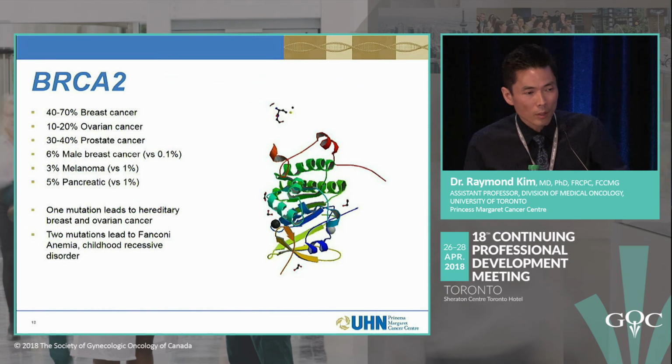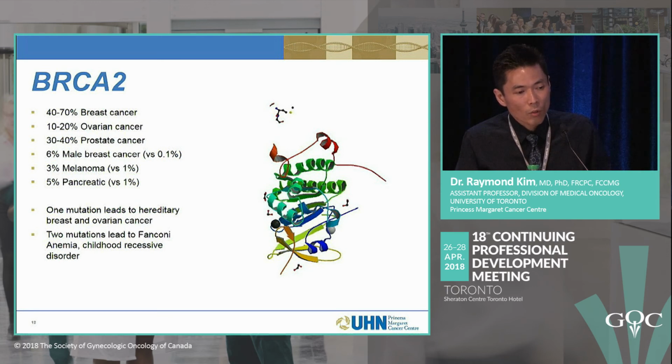BRCA2 is the sister of BRCA1, also at increased risk of breast, ovarian, and prostate cancer. There's also an increased risk of male breast cancer, melanoma, and the pancreatic cancer risk is slightly higher compared to BRCA1. What's interesting about these families is that the penetrance is a little bit less than it is in BRCA1. Also, 1 mutation leads to hereditary breast and ovarian cancer.